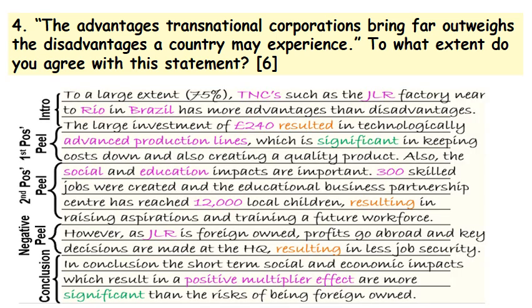Now on the screen we can see a model answer for this question. At this point you may want to pause the clip and complete the following. Highlight your AOs throughout, so where have you used AO1, AO2, AO3? Where can you see in your answer that you've referred to such things for AO1 as JLR, the 240 million they invested, the 300 skilled jobs they created?